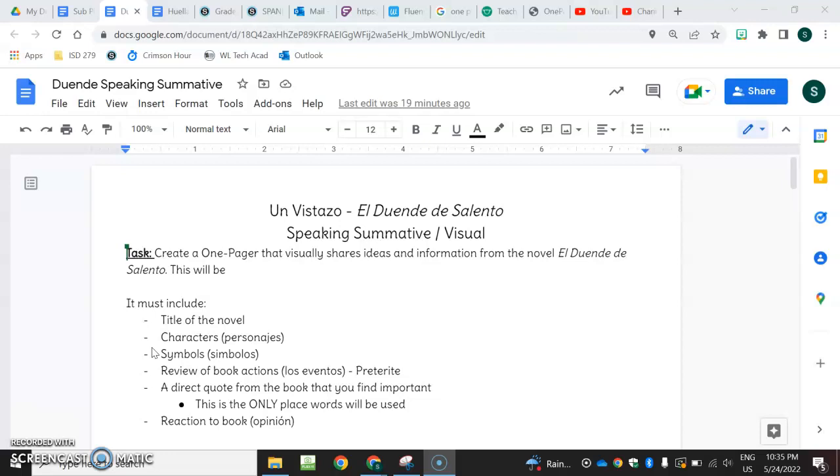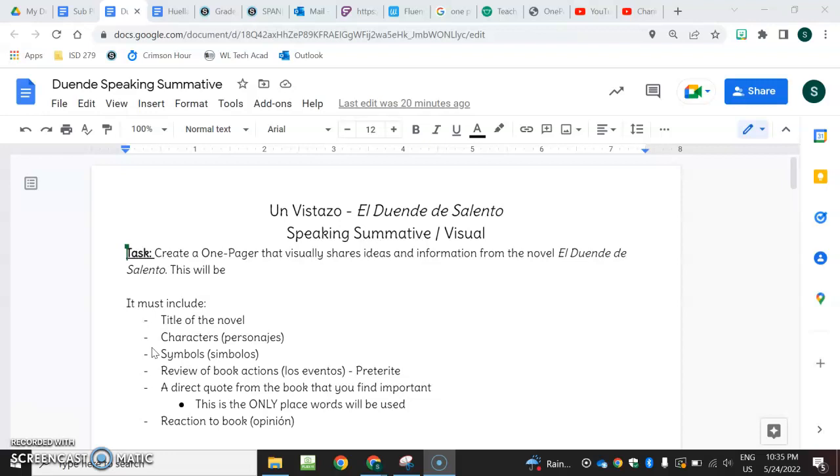So what do you need to include in that one-pager? First and foremost, you need to have the title of the novela, el título. So El Duende de Salento should be somewhere pretty prominent on there, since that is what this entire vistazo is about. You're going to include the personajes. So who are the key characters of the novel? Obviamente, you're going to include Saria, Duende, but who else played a role that you feel needs to be represented?